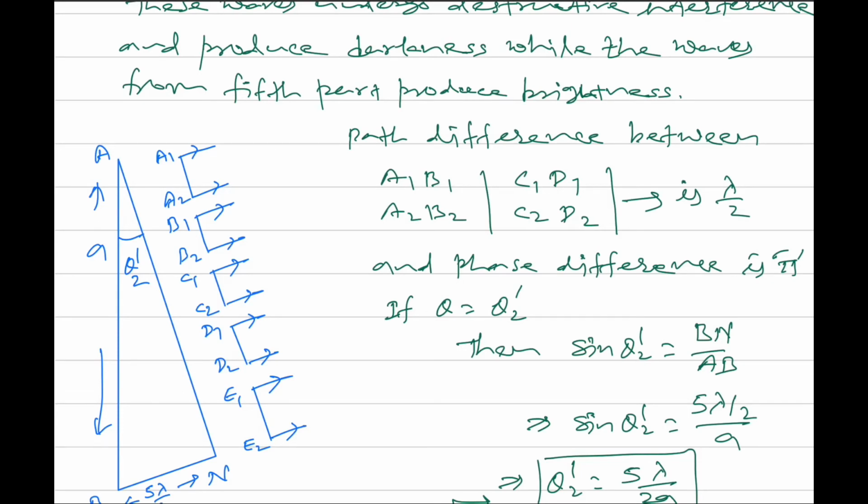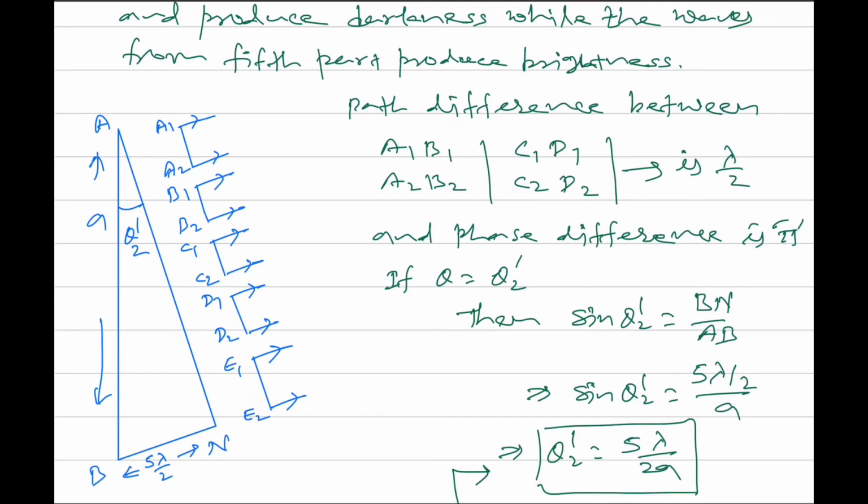Then the path difference between A1 B1, A2 B2, C1 D1 and C2 D2 would be lambda by 2 and phase difference pi. So these waves undergo destructive interference and produce darkness, while the waves left out from the fifth part, this is E1 E2, produce brightness. So this brightness is not because of the constructive interference, it is because of the left out part of the wavefront.